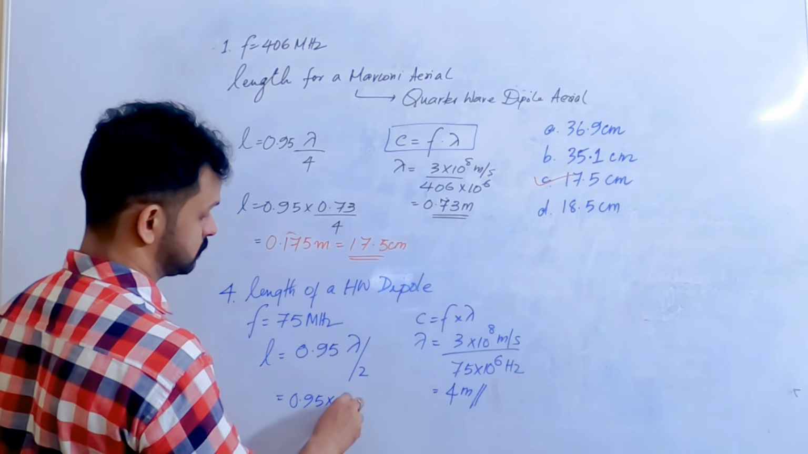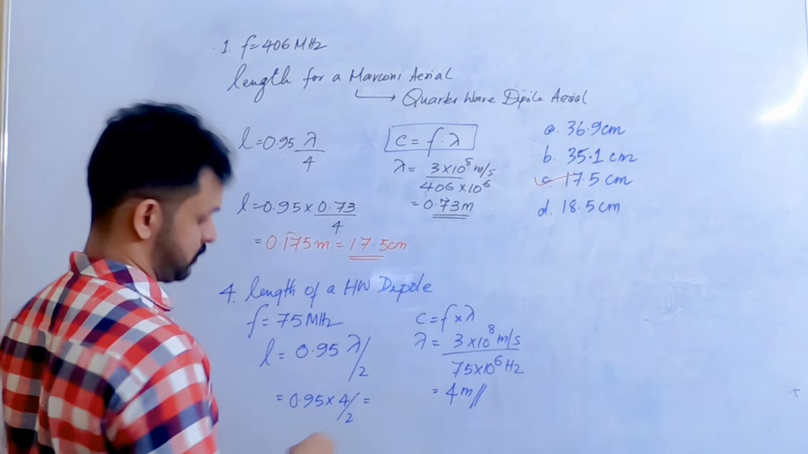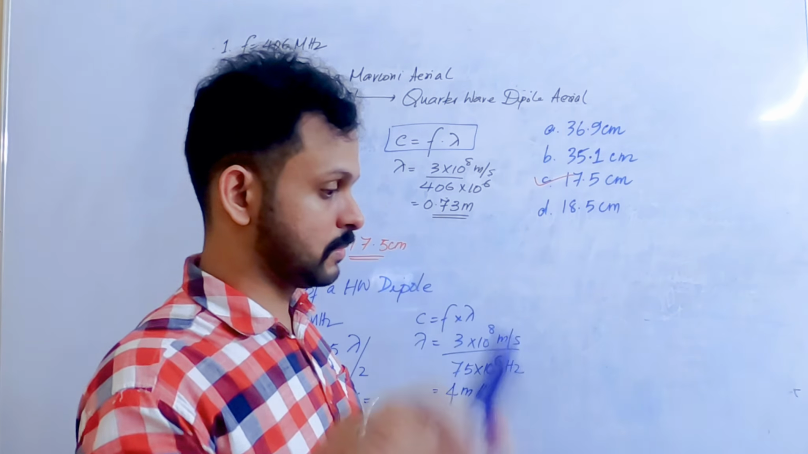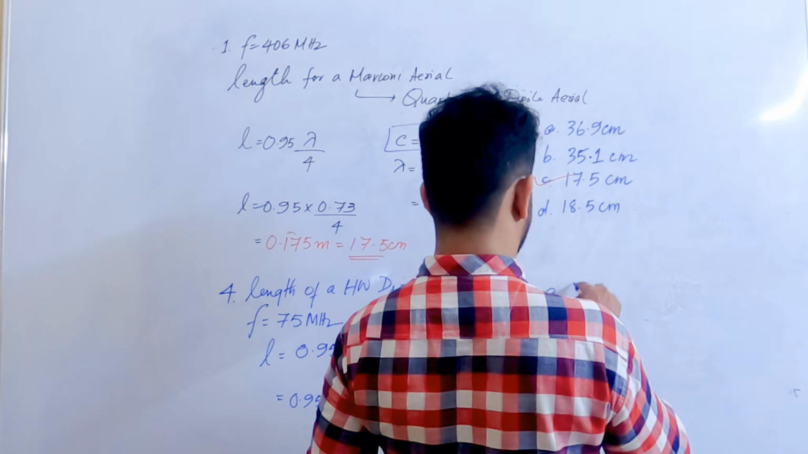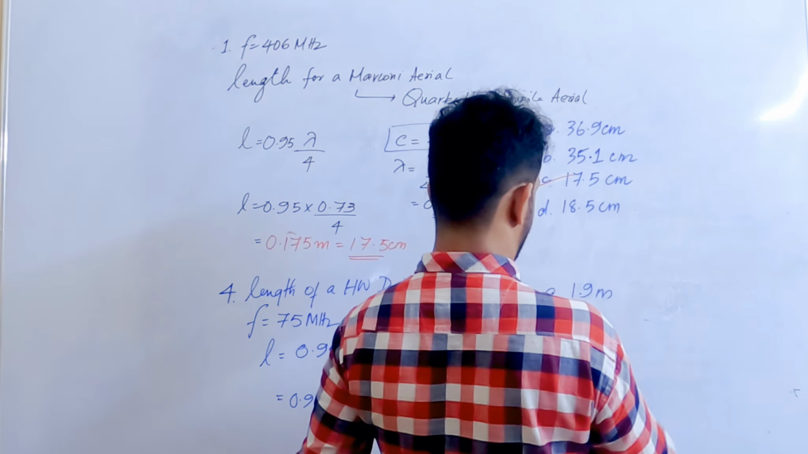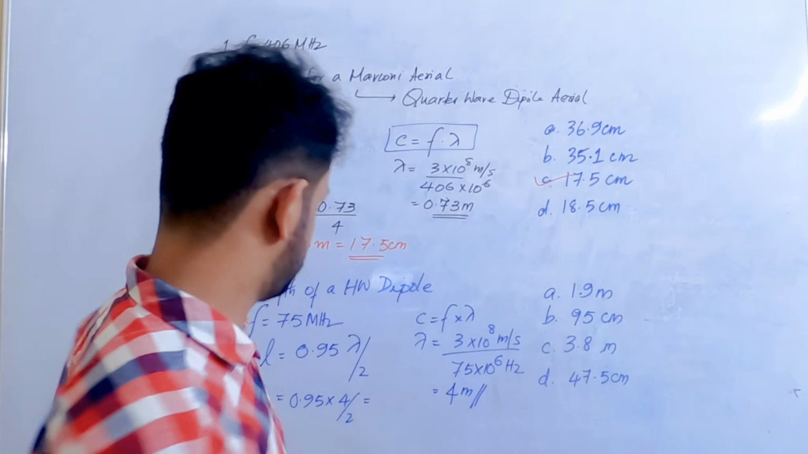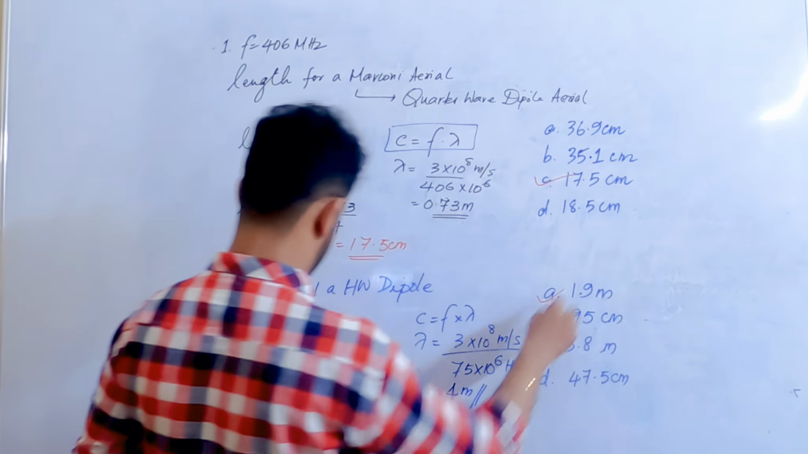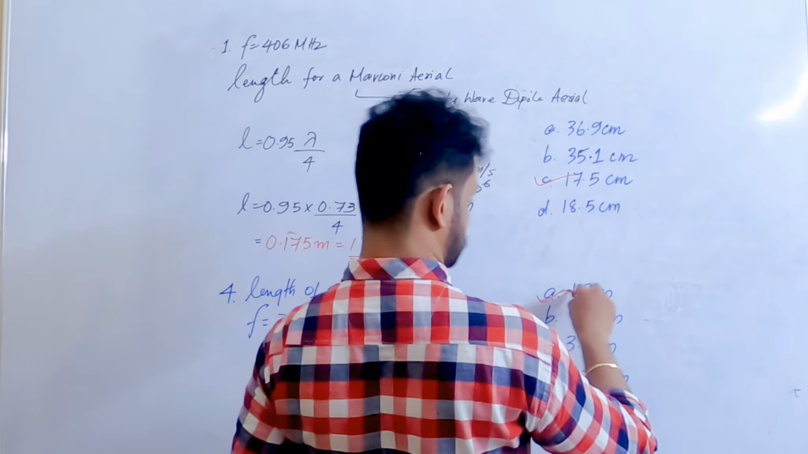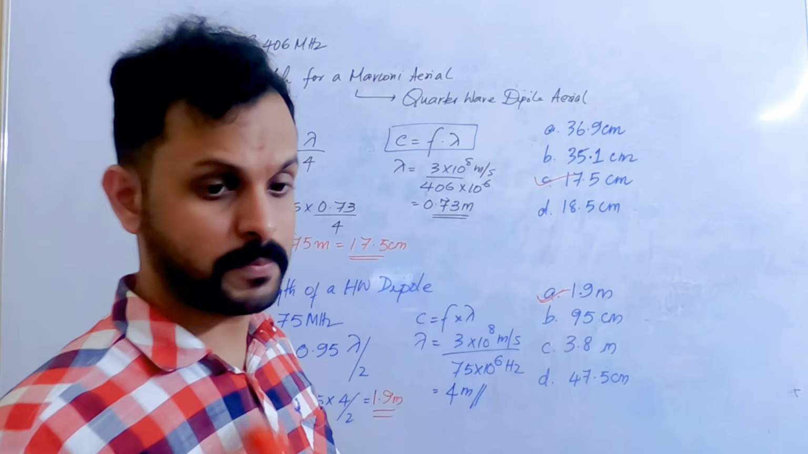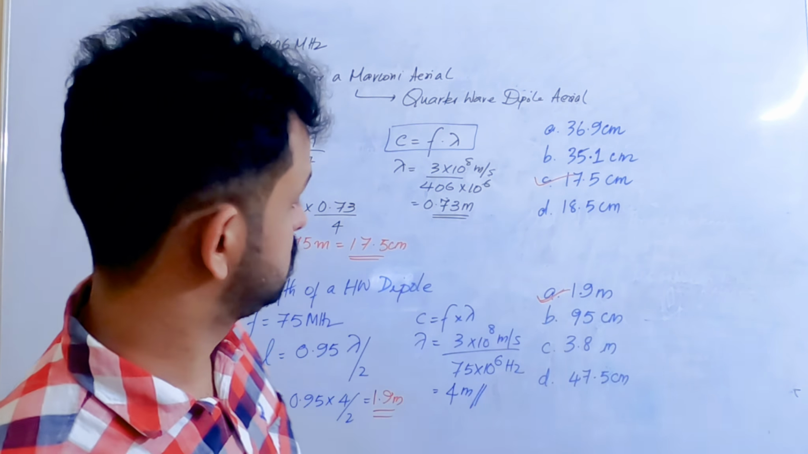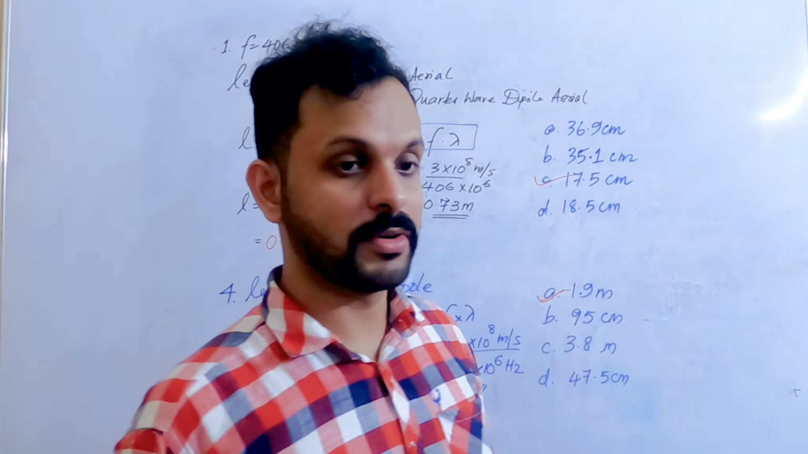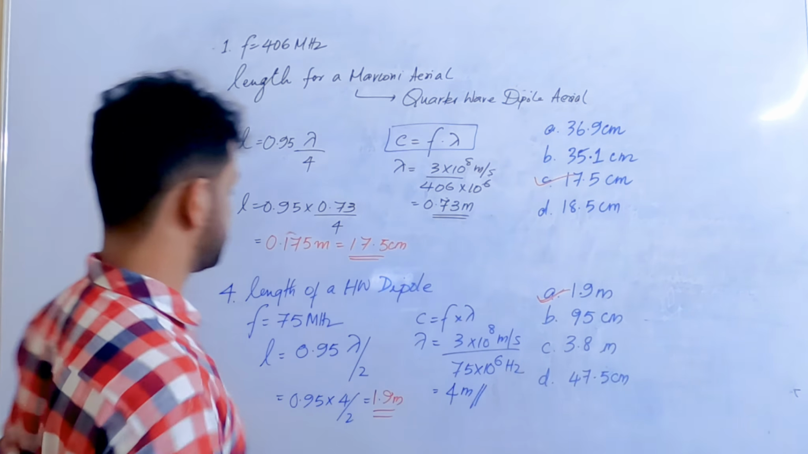0.95 into 4 by 2, which is 1.9 meters. Let's look at the options again. Or else 190 centimeters. 1.9 meters. What's the answer? 1.9 meters. Try doing this again without the 0.95. 0.95 of 4 is 3.8 meters. It's again there. So be really careful that you really have to apply this 0.95.